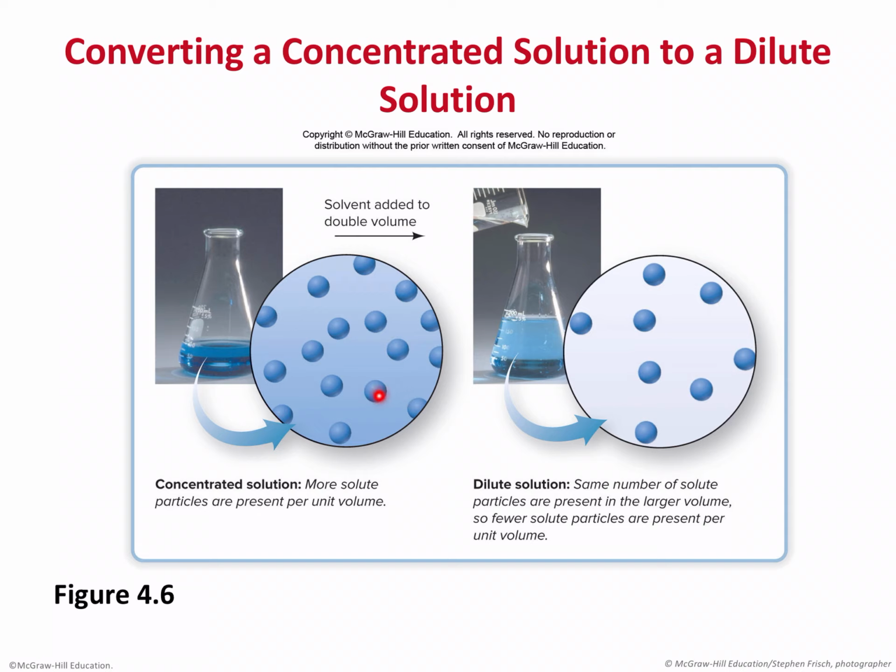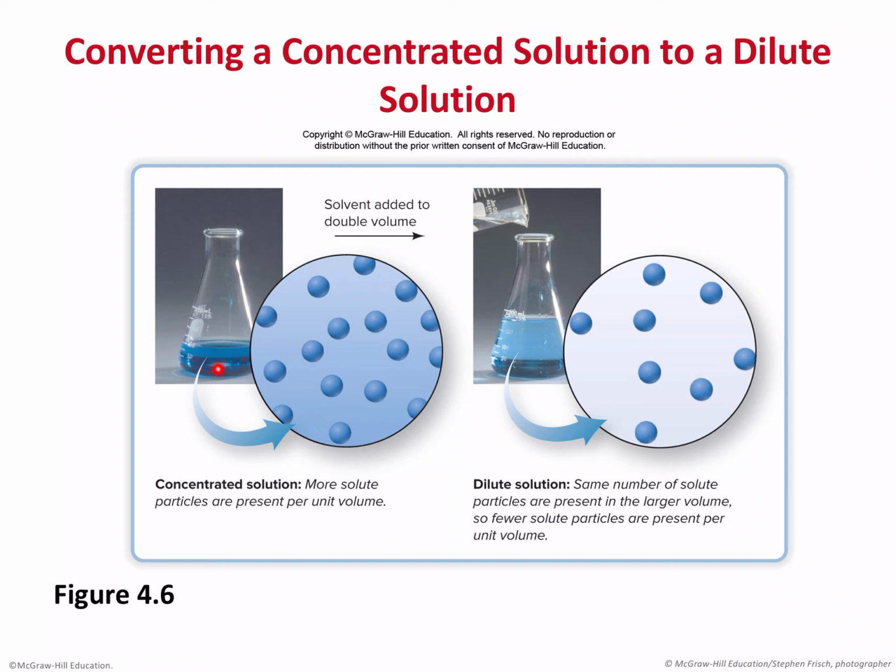We didn't change the number of moles. The same number of moles are now in a larger volume. We call it a diluted solution. The same number of solute particles are present in the larger volume, so fewer solute particles are present per unit volume. So that is basically a diluted solution from a concentrated solution. It has the same number of moles, but it's going to be a different volume.